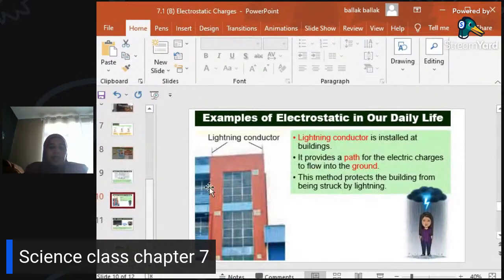Go to the next slide. Example of electrostatics in our daily life: there is a lightning conductor on top of buildings, like a pole, on top of high towers like the KLCC Twin Towers or any high buildings. What is the function of the lightning conductor? It is installed at buildings to provide a path for the electric charges to flow to the ground. There is a path from the pole to the ground. This method protects the building from being struck by lightning. When there's lightning, it will go to the lightning conductor and go to the earth.